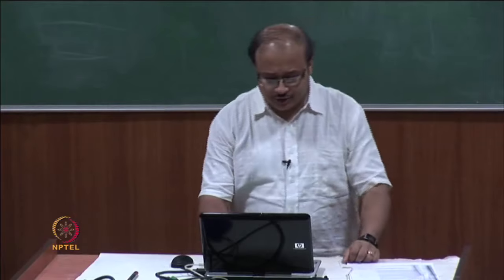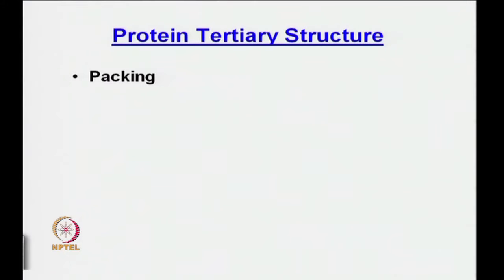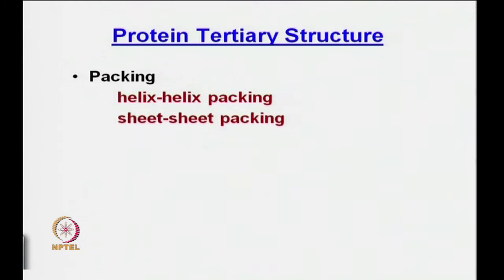When we talk about the protein's tertiary structure, there are two things we are talking about. One is the packing. What are the different types of packings? It is very simple. The two major secondary structural elements are helix and beta. So, obviously, one would be helix packing, the other would be beta sheet packing, and the third, an obvious choice, is a mixture of these, the helix sheet packing.